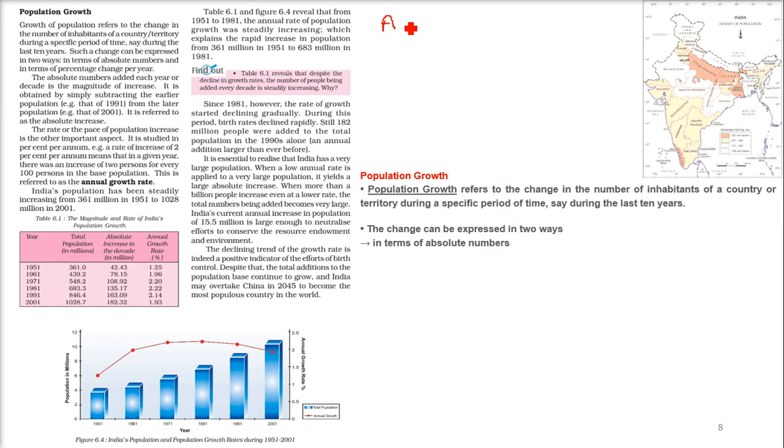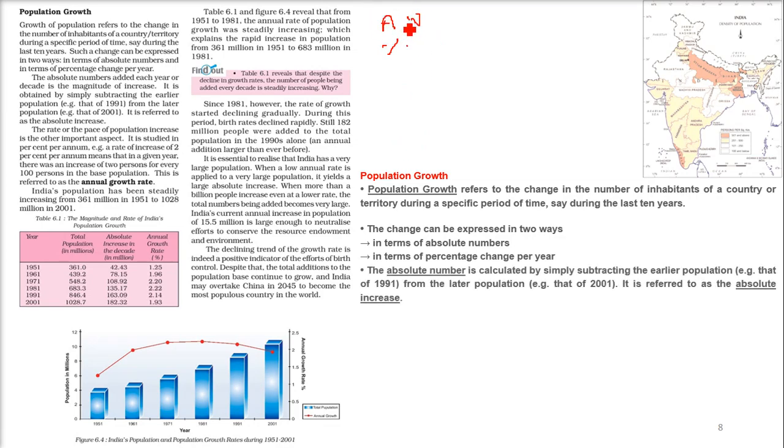The change, that is, how much the population has changed, we can express in 2 ways. First, we can find it in absolute numbers, and then in terms of percentage change per year. So how do we find the absolute number? We just subtract the earlier population from the later population. So say in 2001 the population, I'm just taking an example, is 100.